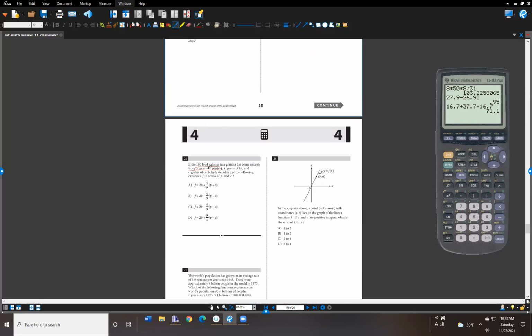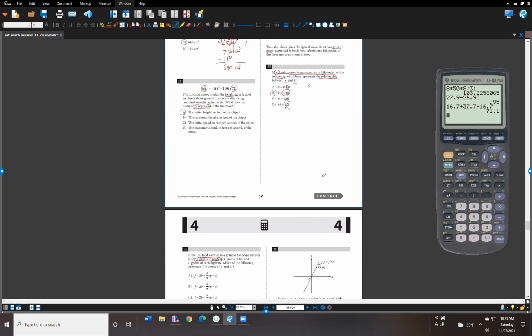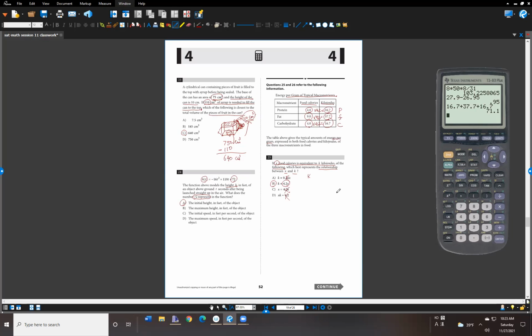Okay, total is 180, right? This is the fat. We're going to express fat in terms of P and C. That's the question. We have a total number of calories of 180. Now, total number of calories comes from grams. If we have P grams, the total number of calories is P times 4, right?